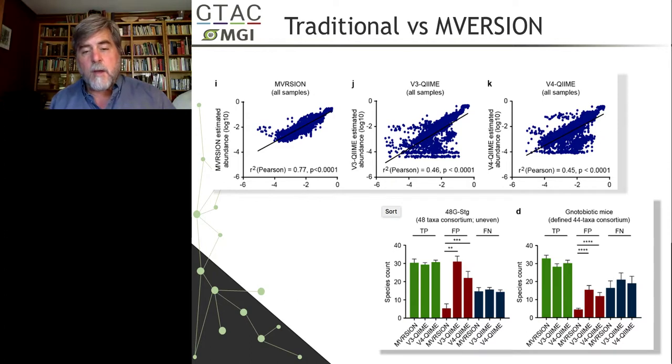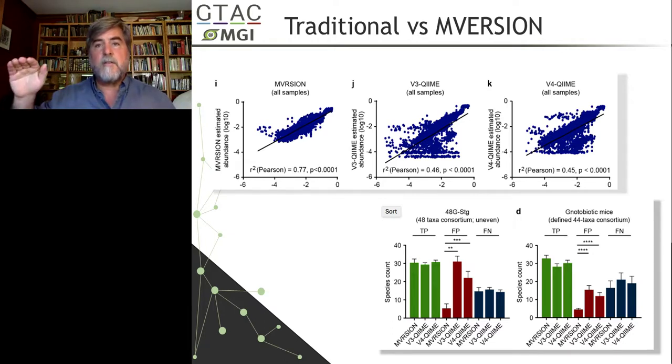However, because the sensitivity is so high in QIIME, as most of you know, when you increase sensitivity, you decrease specificity. The false positive calls were completely different in QIIME as compared to MVersion. MVersion is very sensitive, using all 8 hypervariable regions. It's also quite specific as well.